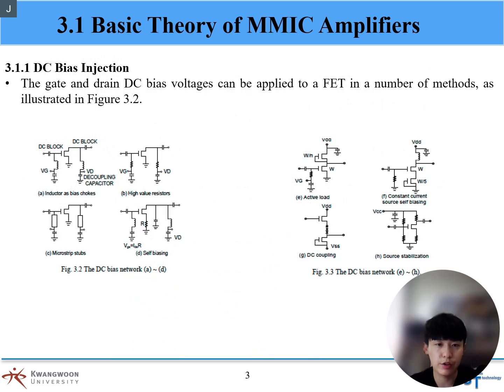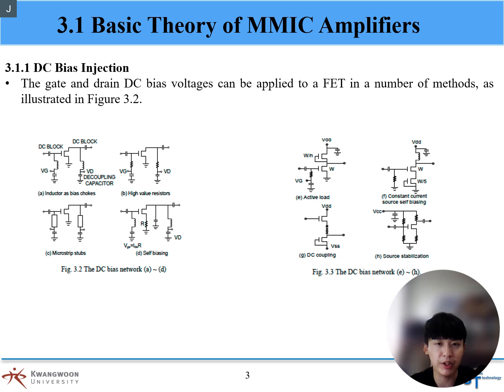The gate and drain DC bias voltages can be applied to a FET in a number of methods, as illustrated in Figure 3.2. In Method A, the drain voltage is required to be positive, and the gate voltage is required to be negative. It's convenient to find a topology with short inductors, through which the bias can be applied.